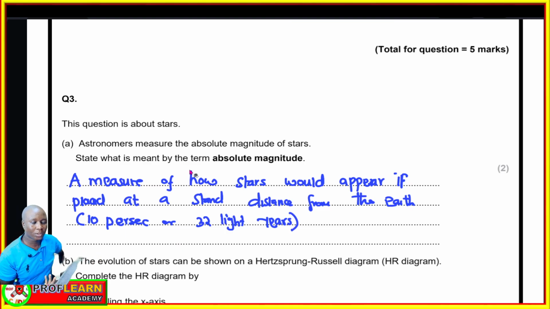But absolute brightness is a measure of how bright stars would appear if they were placed at a standard distance from Earth. And usually that standard distance is 32 light years, or 10 parsecs. So you can comparatively compare how bright stars are effectively when you are using absolute magnitude.